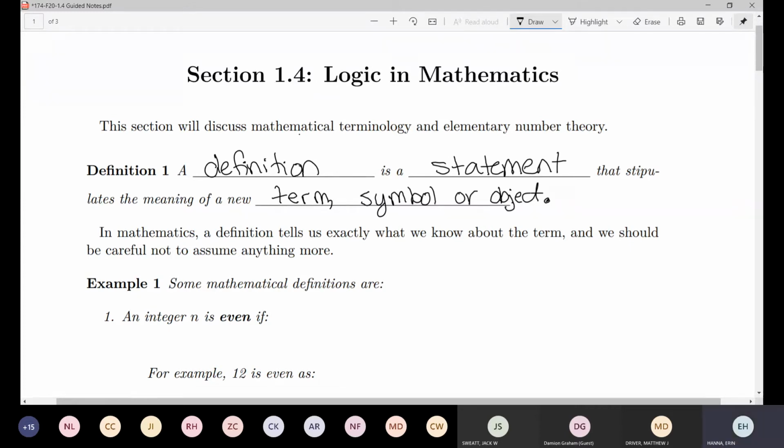In mathematics, a definition tells us exactly what we know about the term, and we should be careful not to assume anything else. If your definition doesn't say it's true and you're kind of implying something else from it, that's not good. The only thing we know from a definition is exactly what it tells us and nothing more.